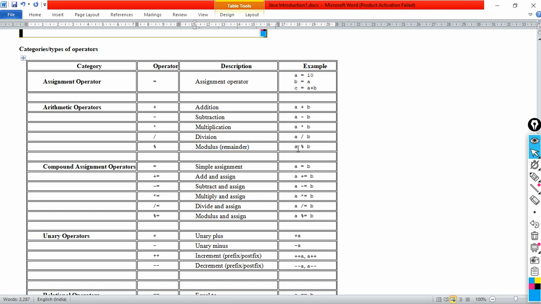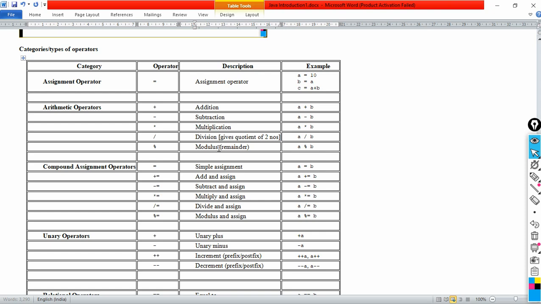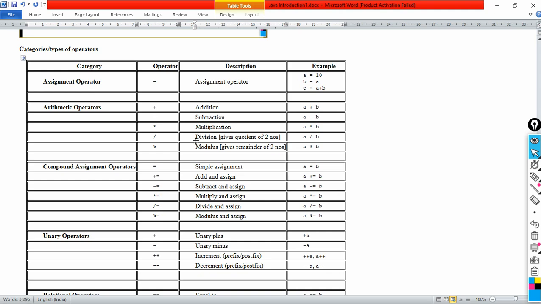So what is the difference here? The division operator gives the quotient of two numbers, but the modulus gives the remainder of two numbers. This is the difference. Now I am going to explain these two operators, because these three operators everybody knows generally. So I am going to show the difference of these two now.